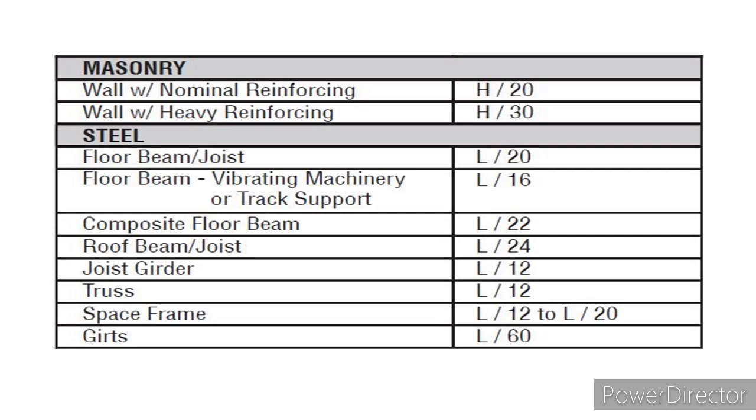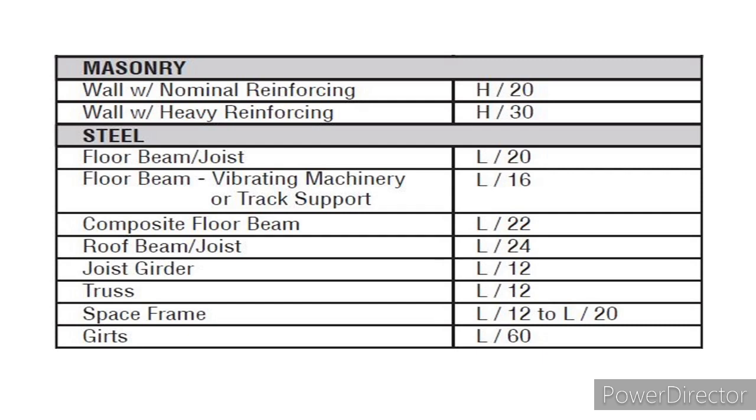Second category is masonry. Wall with nominal reinforcement: structural depth is H/20. Wall with heavy reinforcement: structural depth is H/13. Third category is steel. Floor beam or joist: structural depth is L/20.